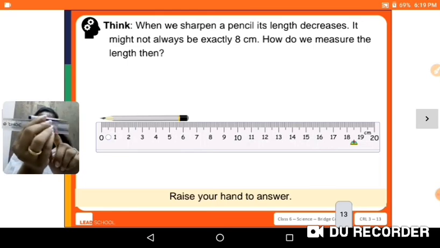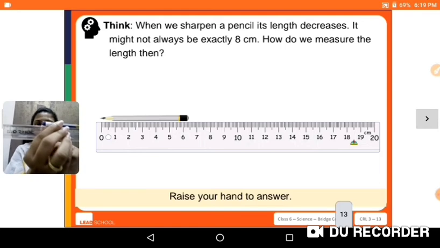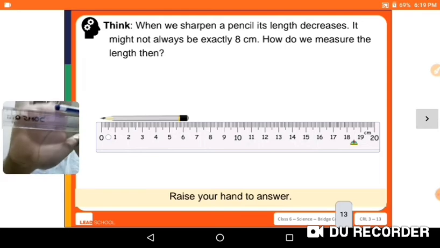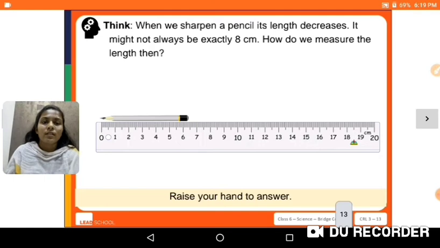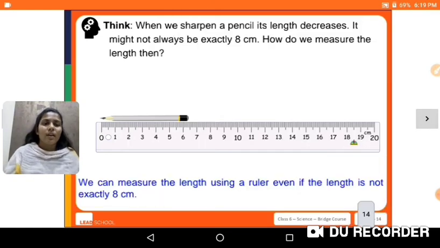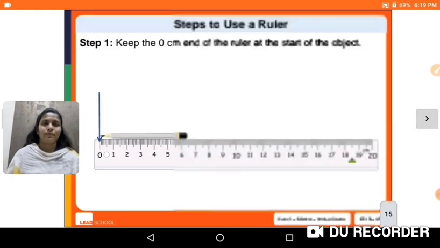See, 1, 2, 3, 4, 5, 6, 7, 8. I hope you can see here it's 8. So it is getting decreased as we use it. So we can measure the length using a ruler even if the length is not exactly 8 or not exactly 12 centimeter.